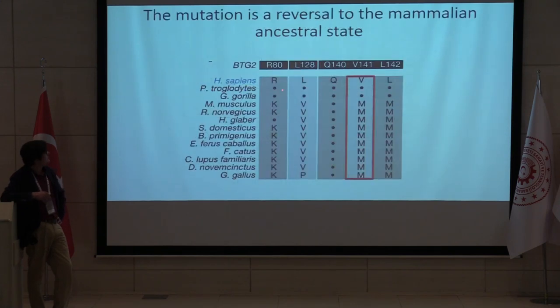The issue is that if you look at the alignment, her mutation is in the conserved position. So that's a complete reversal to the mammalian consensus. Every mammal but apes have methionine. So people didn't believe this variant.